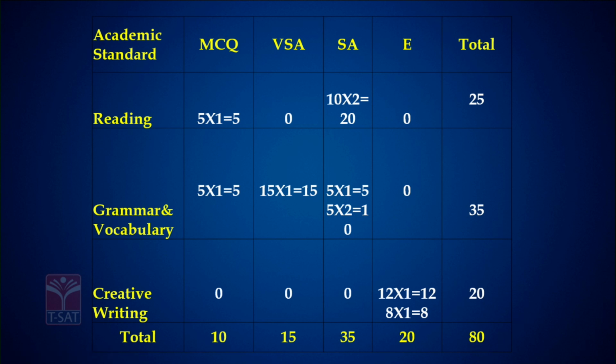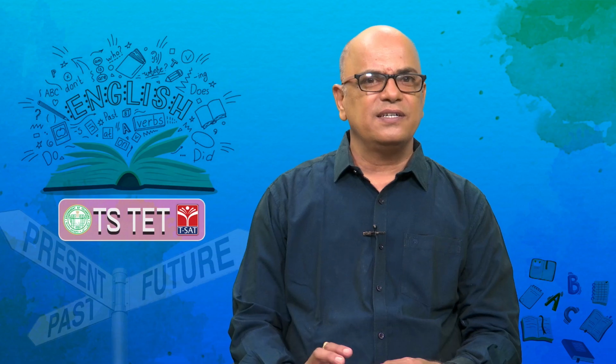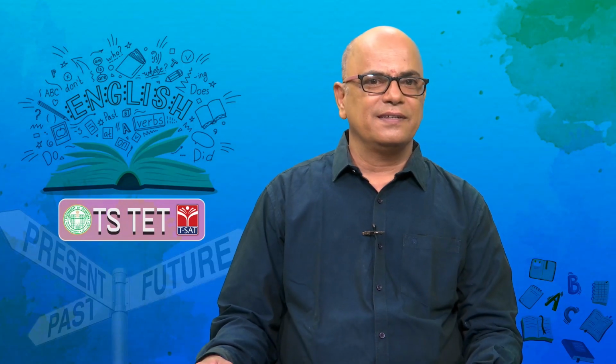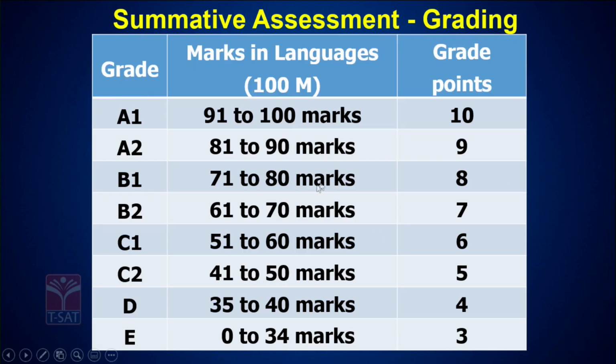So, in CCE we never look into marks, rather the marks are presented in terms of grades. And how can we assign grade? Right, this is the strategy. So, if a child scores marks between 91 and 100, he will get A1, and if he scores between 81 and 90, he will get A2, and if the child scores between 71 and 80, it will be B1, from 61 to 70 B2, from 51 to 60 C1, and 41 to 50 C2, between 35 and 40 D, and below 34 is E or fail.